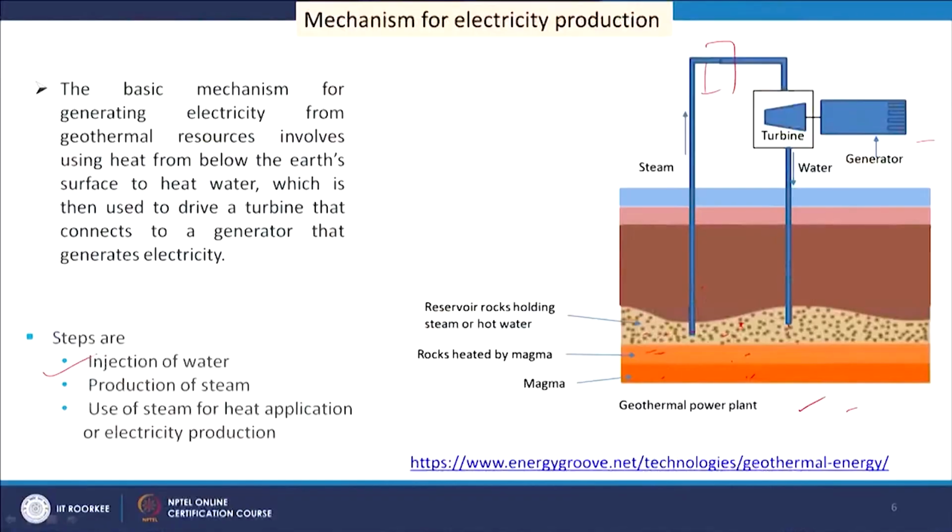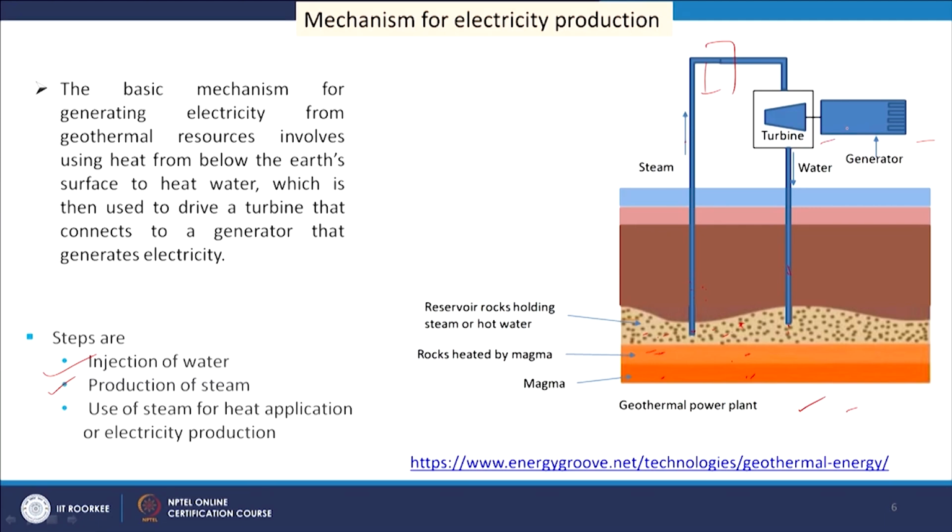So, what are the steps here? Our first step is injection of water, we inject water here. Then, production of steam. Then, use of steam for heat application or electricity production. This is step 3.